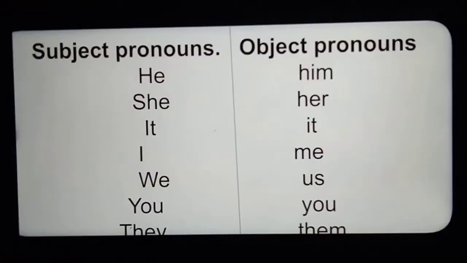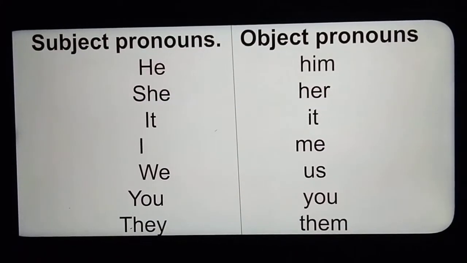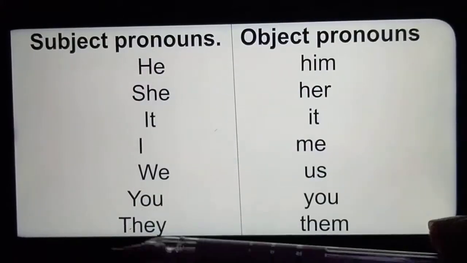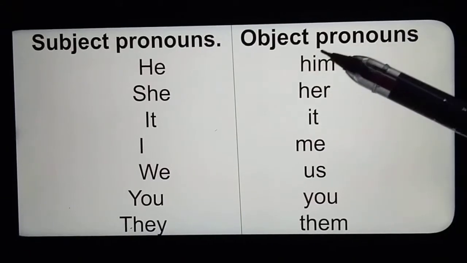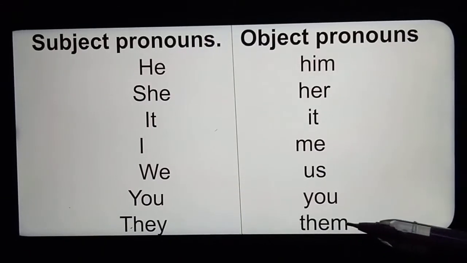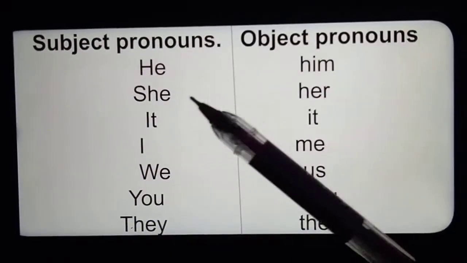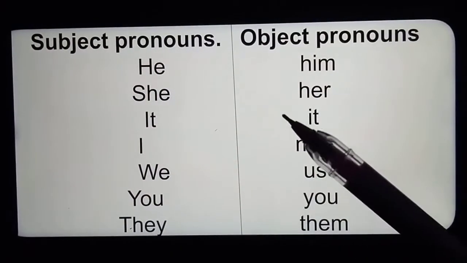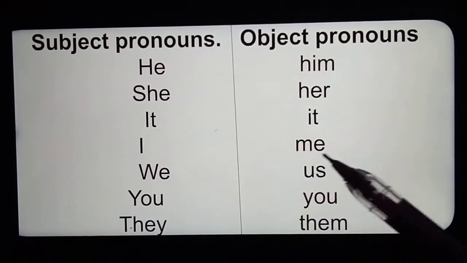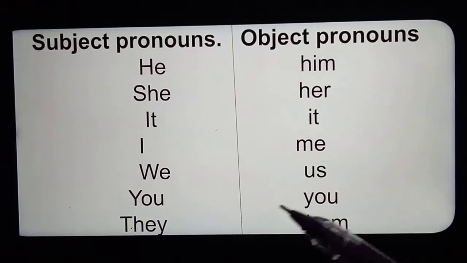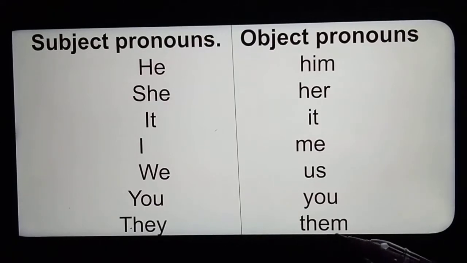So here are the subjective and objective forms of different personal pronouns. These are the personal pronouns when they are used as subject, and these are the personal pronouns when they are used as object. The objective form of he is him, her is of she, objective form of it is it, it remains same, I becomes me, we becomes us, you also remains same, they becomes them when they are used as object.